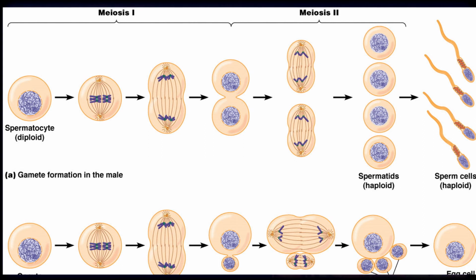In meiosis II, or 2, each chromosome splits into two new cells again. The same process occurs, again causing four sister cells to be formed.